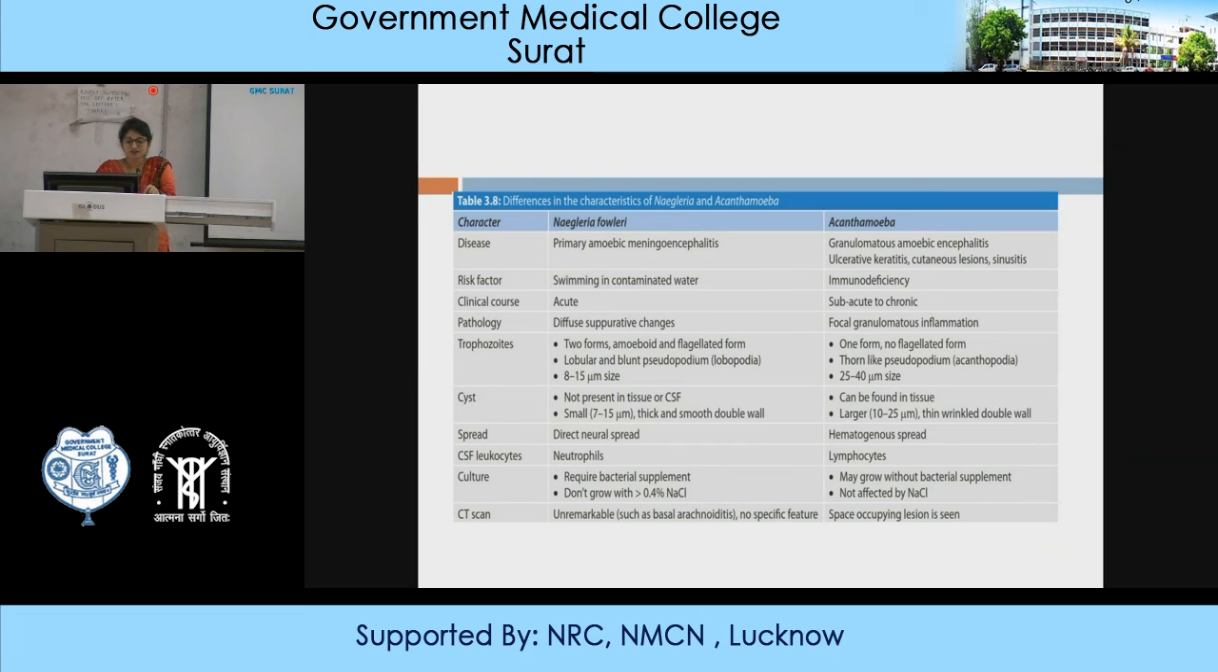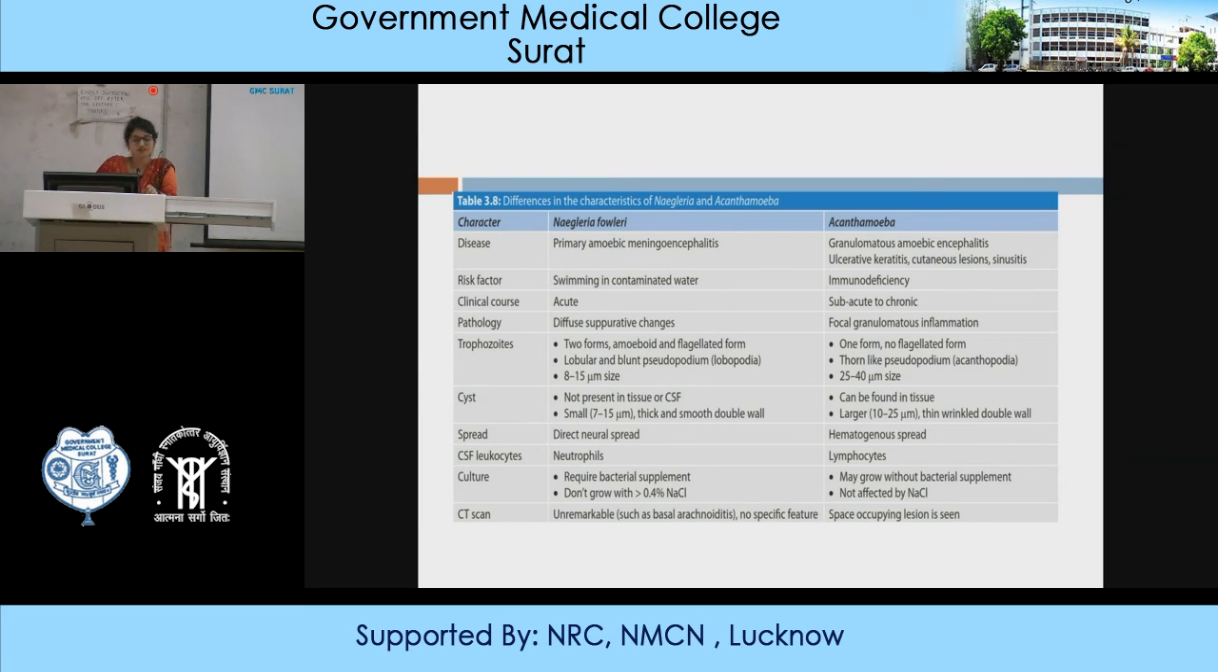Infection can be transmitted through swimming in contaminated water in the case of Naegleria, while Acanthamoeba infection mainly occurs in immunodeficient patients. The clinical course is acute in Naegleria, while it is subacute to chronic in Acanthamoeba. Diffuse suppurative changes are seen in Naegleria, while it is granulomatous inflammation in Acanthamoeba.